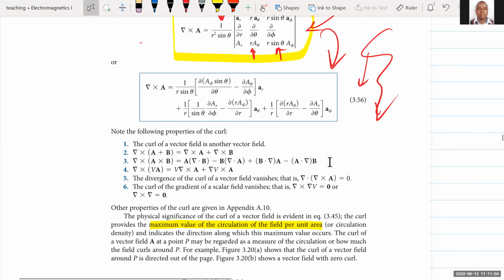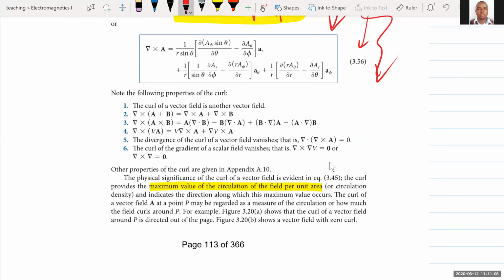So again, some important properties of curl: if you have A plus B, two vectors you're adding, and you want to take the curl, you can do them individually and you're going to get the same result. And then if you are carrying out a cross product of two vectors, that means something else will come. And this is not straightforward, because what you are going to end up with is a series of divergence and scalar multiplication of vectors. Every time you have a divergence, it becomes a scalar. So these are scalar, K2, K1, K0, and K3. So these become vectors. So we should develop a way of remembering this.